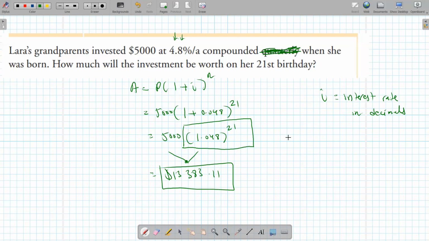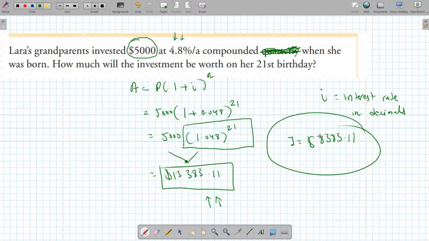If I asked you how much interest they earned: the grandparents deposited $5,000, and after 21 years it turned into this. So how much interest did they earn on that investment? You subtract, so minus 5,000. So over 21 years, they made $8,383. Did that make sense to you? Yes.